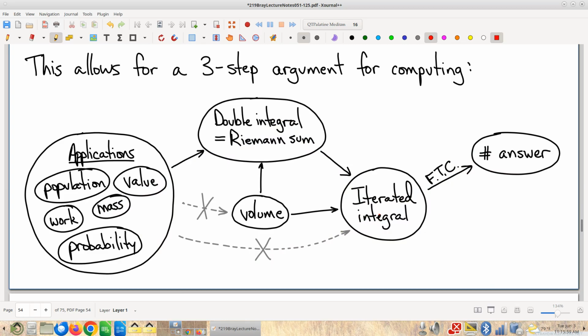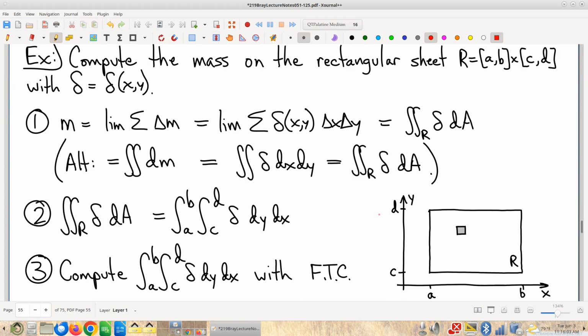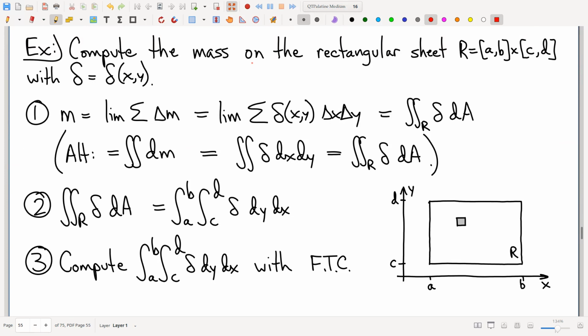Let's see here. Okay, so we've got a 3-step process here. Now you'll notice this. Let me go back into the full screen. There we go. We've got a 3-step process. You can see 1, 2, 3, and step 1 is to come up with a double integral. Now here it is. There's the double integral, if you're computing mass distributed over an area.